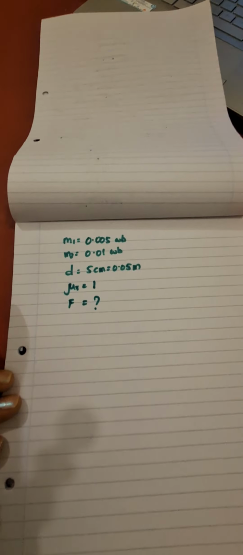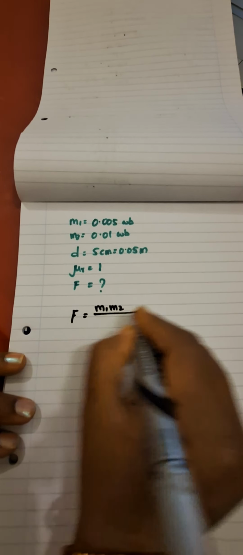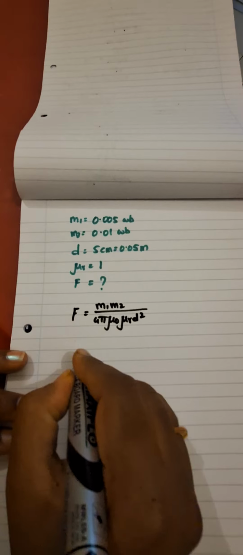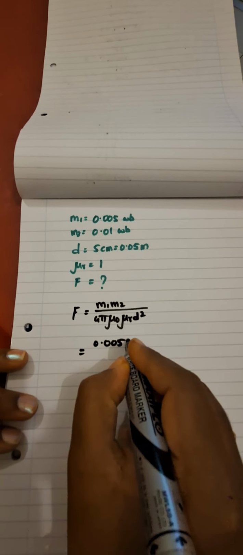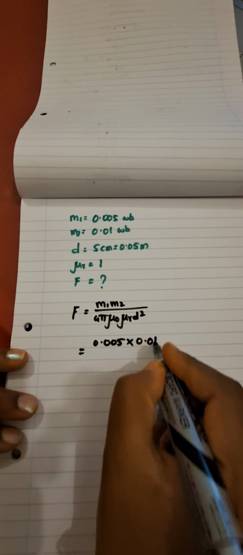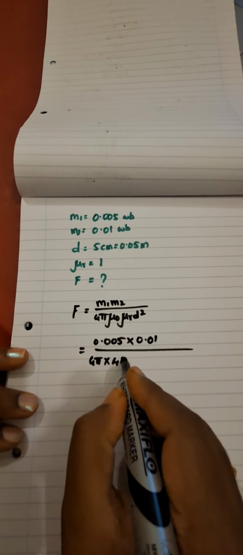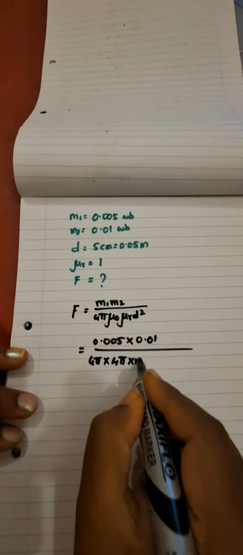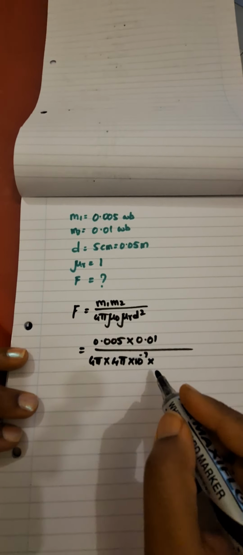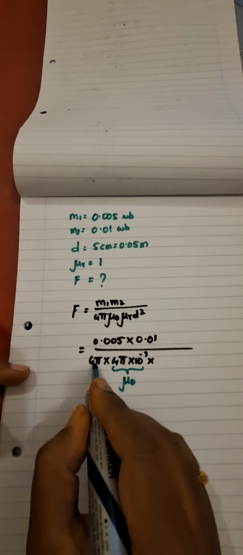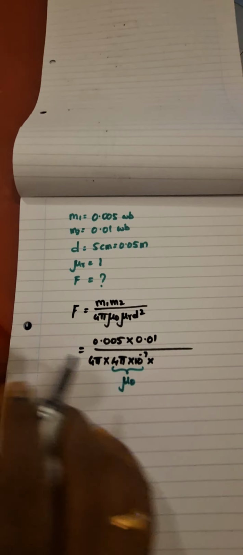So what is the force? According to the concept we learned in magnetism, F is equal to m1 m2 by 4 pi mu naught mu r d square. What is m1? 0.005. What is m2? 0.01, divided by 4 pi. What is mu naught? Mu naught is again 4 pi, so two 4 pi's will be there in the equation. Don't get confused. 4 pi into 10 power minus 7 is mu naught, and this other 4 pi belongs to the force formula. There are two 4 pi's.